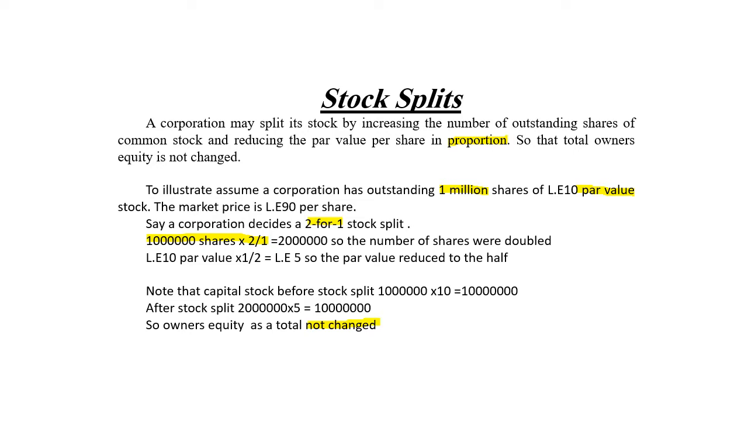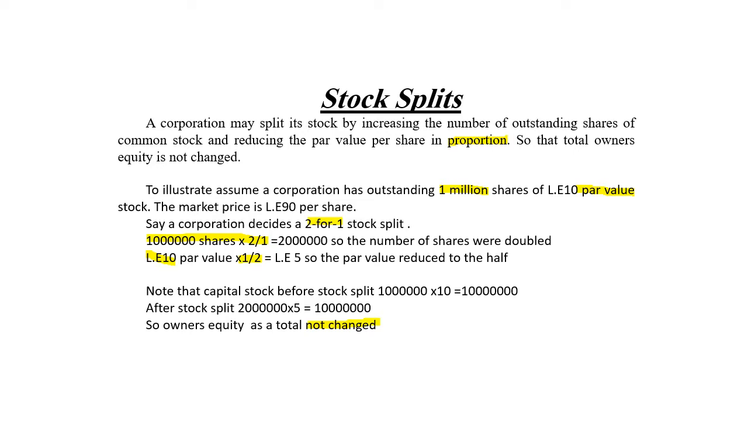At the same time, the par value, which was 10 LE, will be multiplied by the reciprocal of the ratio. Instead of 2/1, it will be multiplied by 1/2. The same ratio, but the reciprocal. Reciprocal means the opposite. The denominator becomes the numerator and the numerator becomes the denominator. And here the par value is 5 LE. So the par value is reduced to the half. At the same time, when the number of shares was doubled, the par value was reduced to the half.